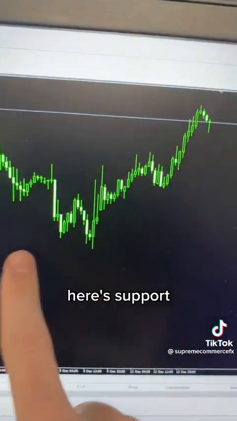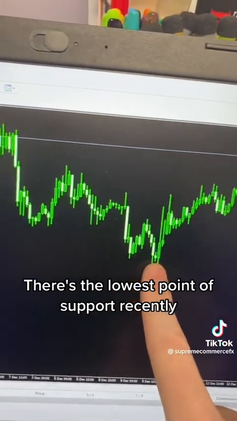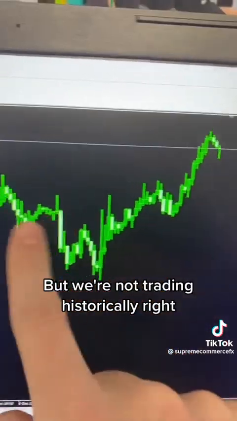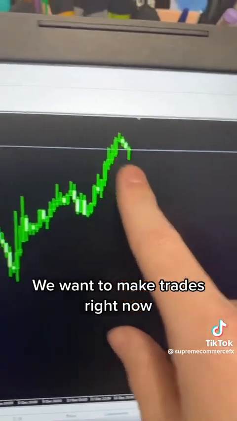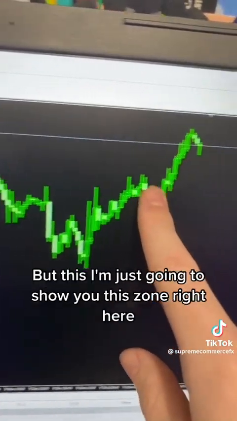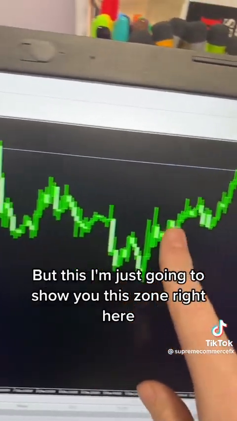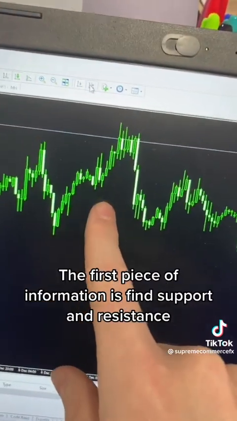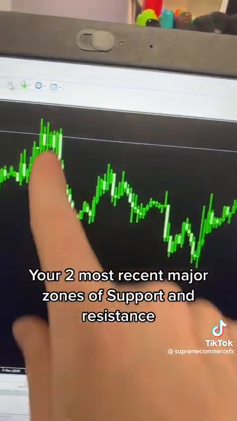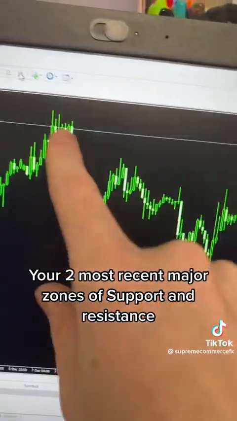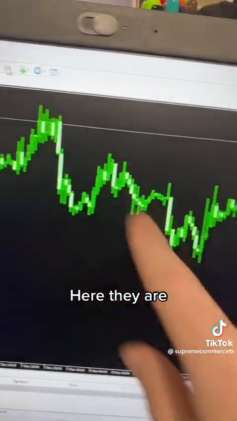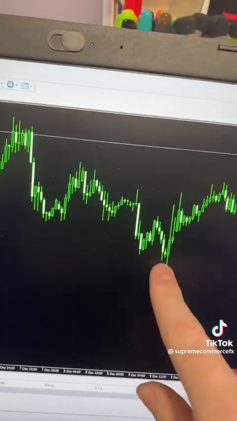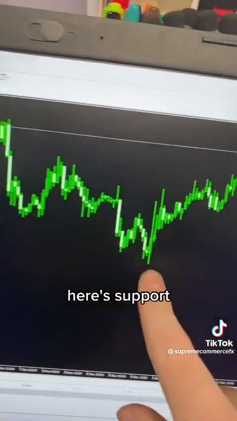Here's resistance, here's support. There's the lowest point of support recently, but we're not trading historically, right? We want to make trades right now, which here is the now time. But I'm just going to show you this zone right here based on the first piece of information. The first piece of information is find support and resistance: your two most recent major zones of support and resistance on the 1 hour time frame. Here they are. Got it, right? Here's resistance, here's support.